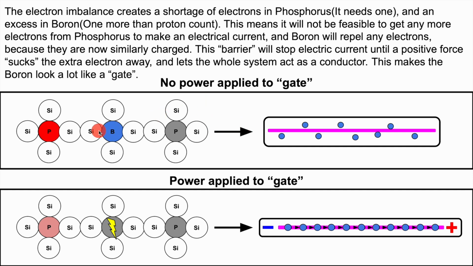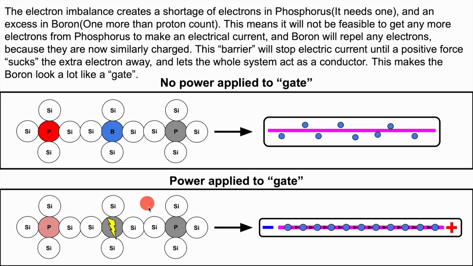And this can be taken advantage of. If you try to pass electricity through here, you will not be able to. The electrons will stick to the phosphorus because it needs electrons for its protons, and the electrons will be repelled by boron because boron has too many electrons. It's already trying to get rid of one. Why add more? This is why it is an insulator. When you try to apply electricity from here, it's just not possible.